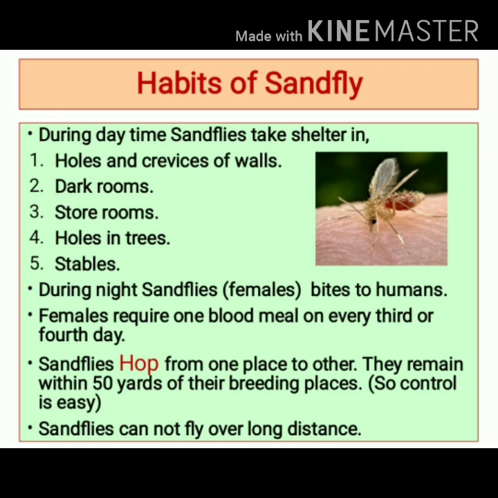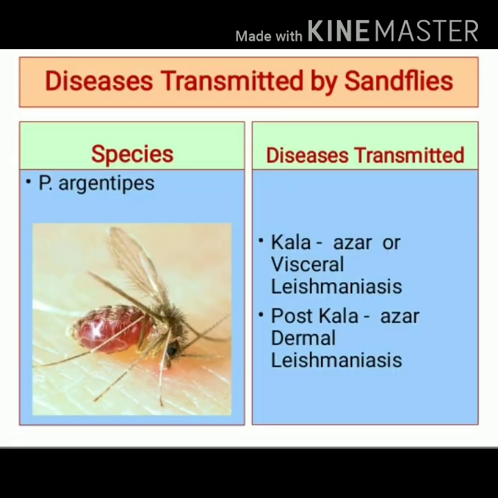How do these flies move from one place to another place? They generally move by hopping. Due to this habit, they generally remain restricted to the area of 50 yards within the breeding places. Sandflies cannot fly over long distance. Most important aspect is public health importance of sandflies. So let's see what are the diseases transmitted by sandflies.